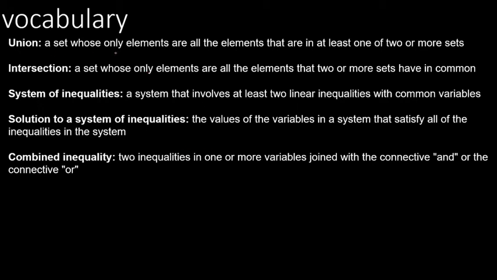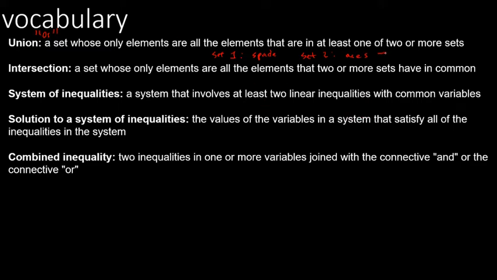A union is a set whose only elements are all the elements that are in at least one or two or more sets. So union, you can think of the word or. For example, if we were using a deck of cards and I said my first set, set 1, is the set of all spades in my deck. So the 2 of spades, 3 of spades, 4 of spades, all the way up to the king, queen, ace. And my second set is the set of all aces in the deck.